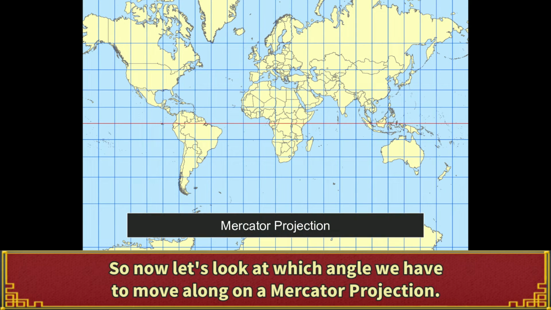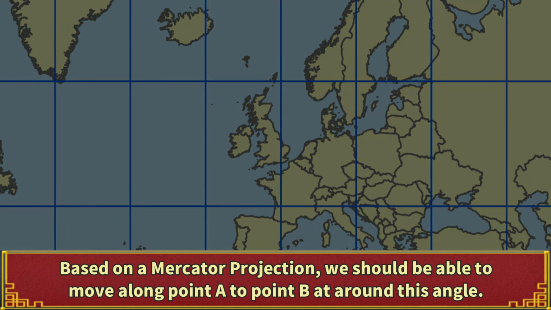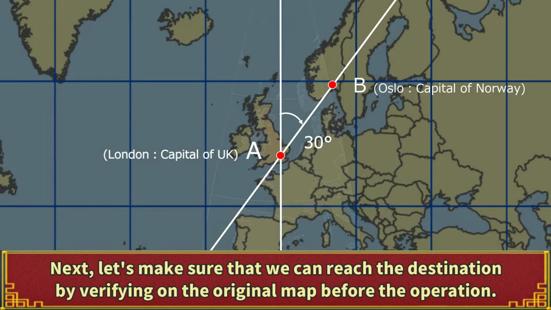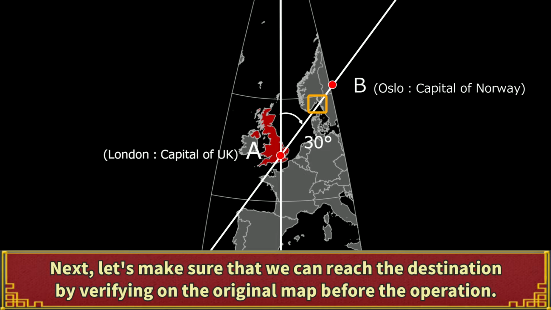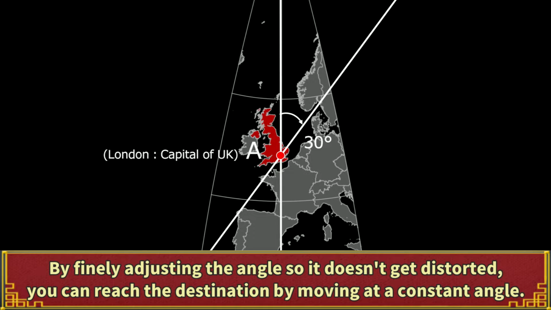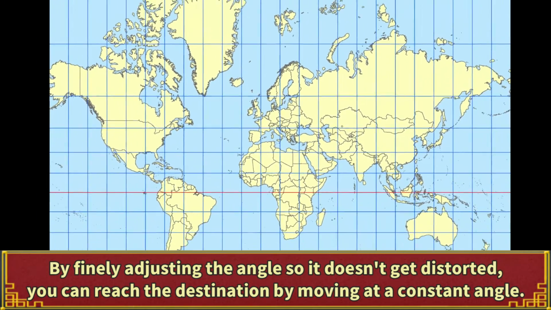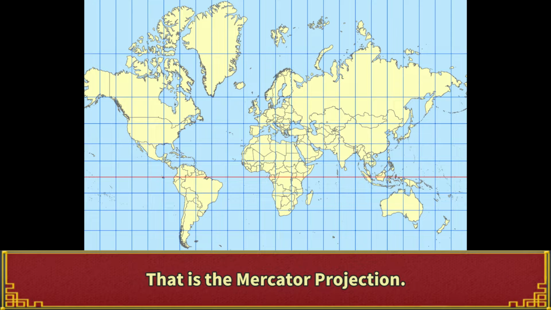So now, let's look at which angle we have to move along on a Mercator projection. Based on a Mercator projection, we should be able to move from point A to point B at around this angle. Next, let's make sure that we can reach the destination by verifying on the original map before the operation. It seems like we will surely be able to reach point B. By finely adjusting the angle so it doesn't get distorted, you can reach the destination by moving at a constant angle. That is the Mercator projection.